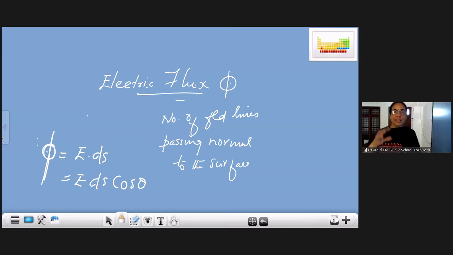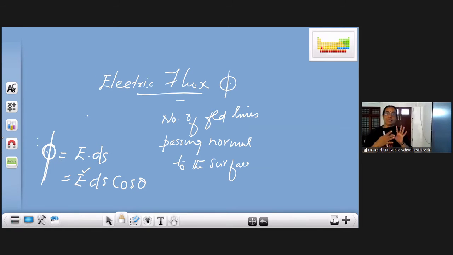Meaning, if I create a large field, then the number of field lines coming from it increases. If the number of field lines coming increases, naturally a large number of field lines will pass through my surface. So one way of increasing phi is increasing this. Next method, what is the next method?